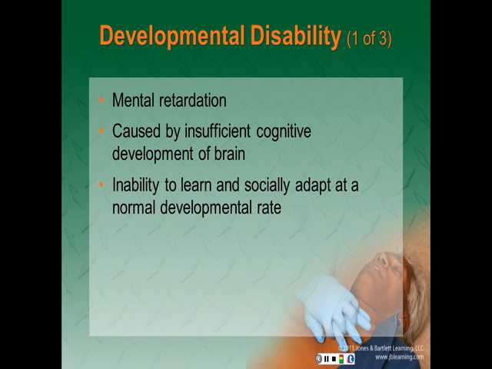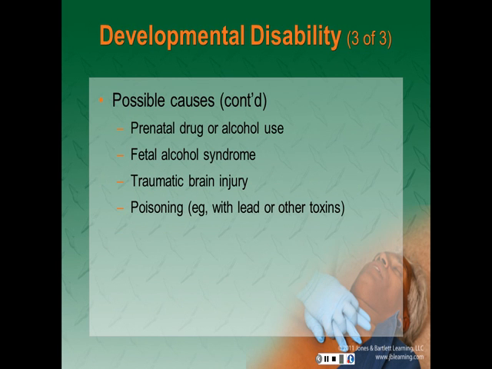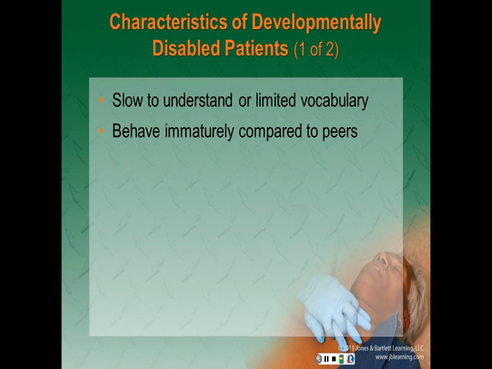Developmental disability, more commonly referred to as mental retardation, is caused by insignificant cognitive development of the brain. It results in the inability to learn and socially adapt at a normal development rate. Some of the possible causes are genetic factors, congenital infections, complications at birth, malnutrition, environmental factors, prenatal drug or alcohol use, fetal alcohol syndrome, traumatic brain injury, and poisoning, for example, with lead or other toxins. Characteristics of developmentally disabled patients may include: they may appear slow to understand or have a limited vocabulary, and they may behave immaturely compared to their peers.